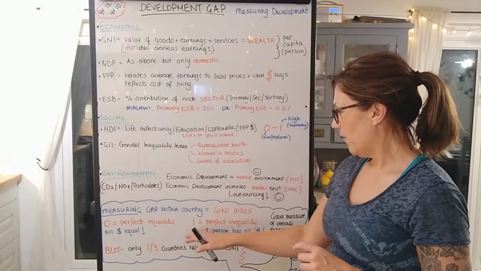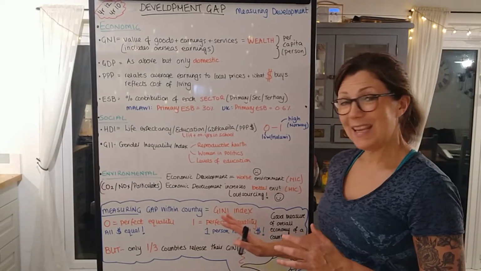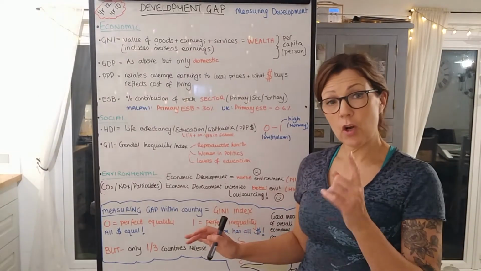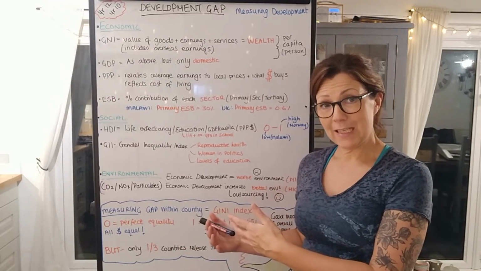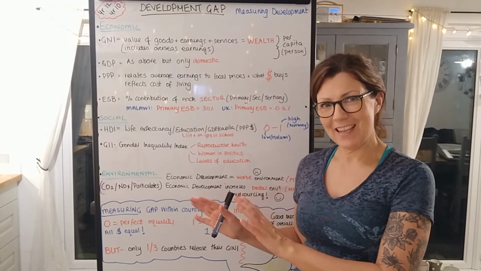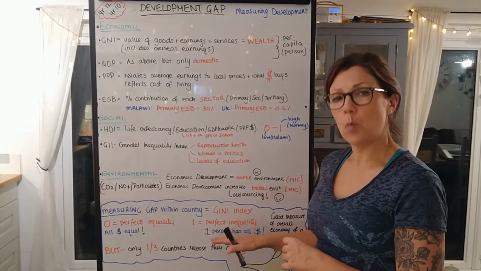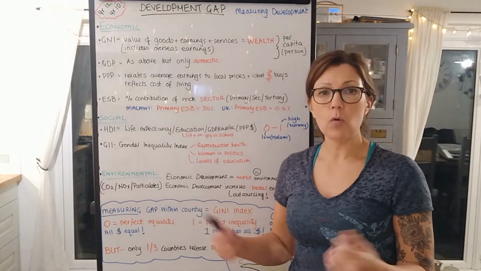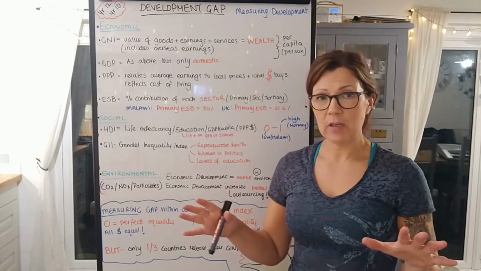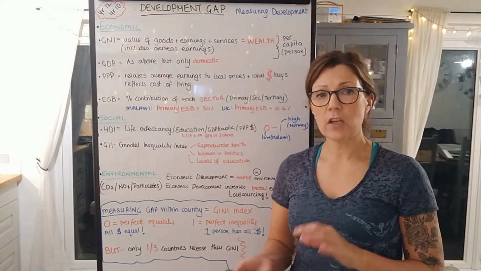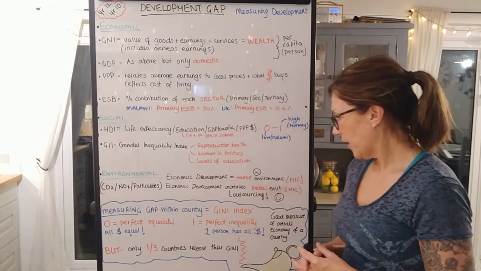Now, a figure of 1 shows perfect inequality. So if a country got 1, for the way the Gini index has worked out, I'm not going to go over that in this video, I might do it in another one. We would imagine that there's one person who earns all the wages in that country, and everyone else has nothing. So every country is going to be between 0 and 1.